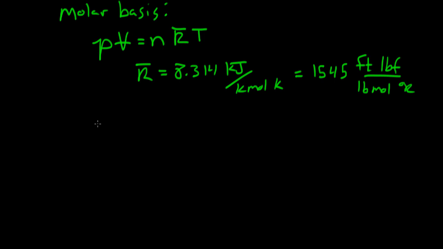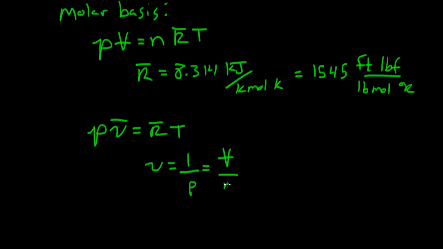Using molar specific volume, the equation is cast in the form of pressure times the molar specific volume is equal to the universal gas constant times the temperature. Molar specific volume is similar to specific volume. Specific volume is the volume that a unit mass occupies. Molar specific volume is the volume that a unit amount of substance occupies. Specific volume is 1 over the density, which is equal to volume per mass.